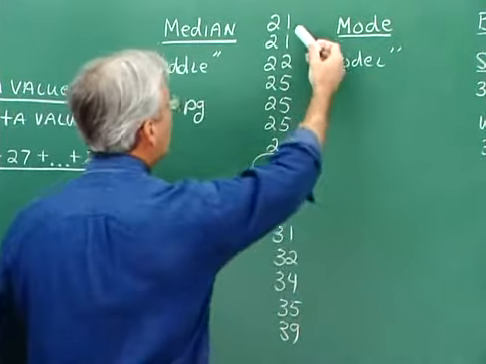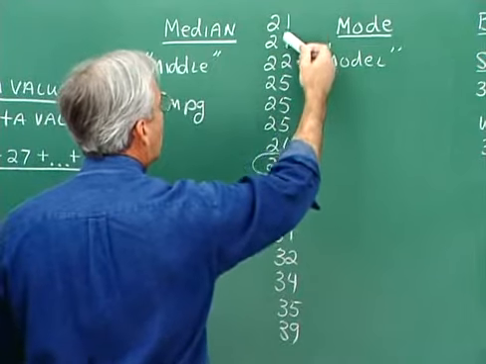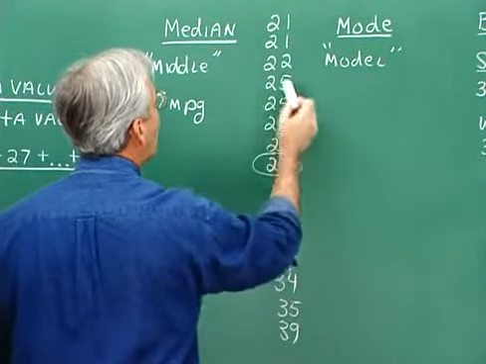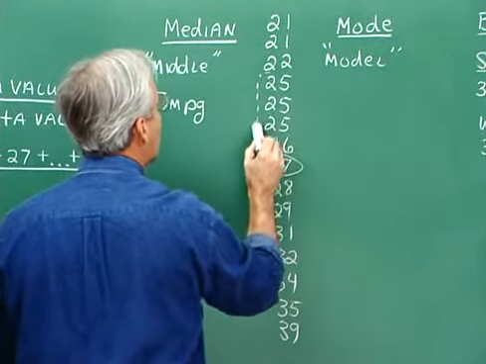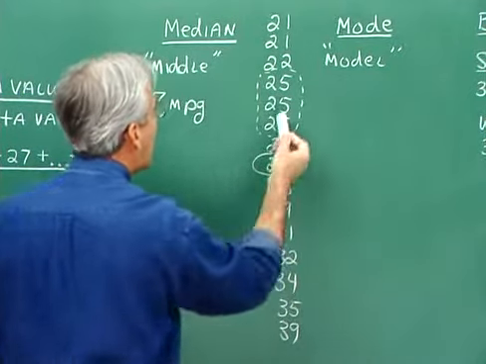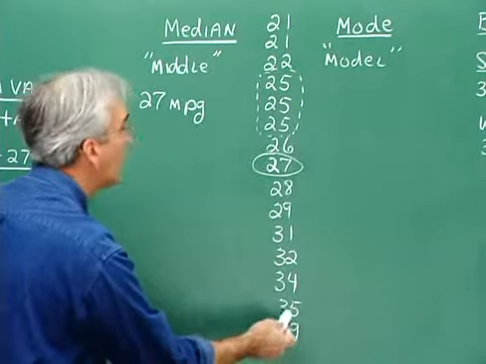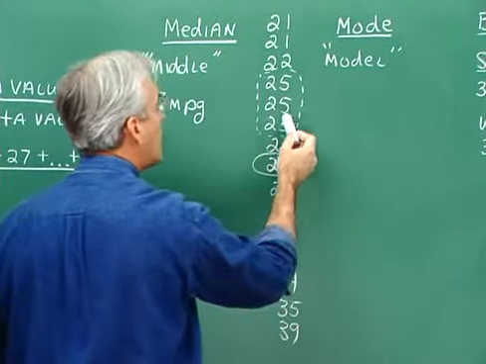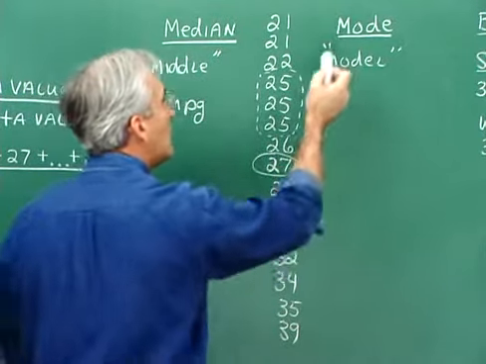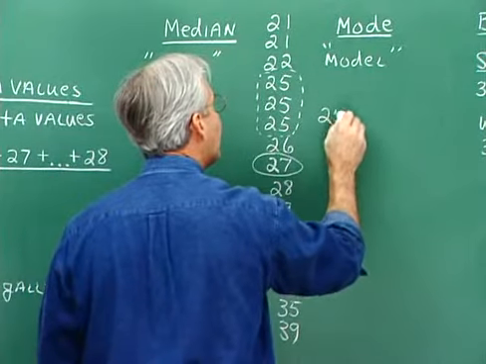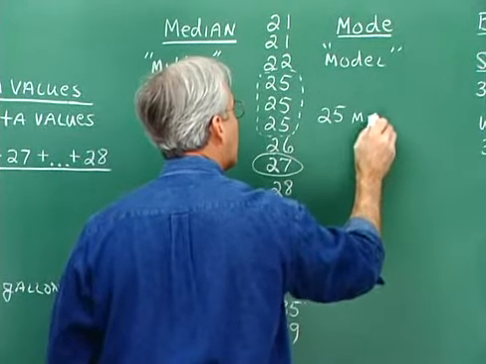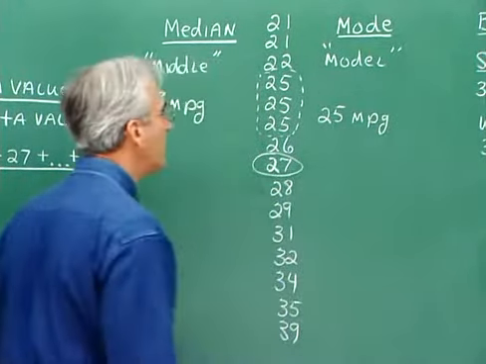And we can see in the list, let's see, 21 occurs twice. 25 occurs 3 times. And let's see if any other item occurs more than 3 times. Well, 25 occurs 3 times. It occurs most often, so the mode is 25 miles per gallon. So we have a mean, a median, and a mode.